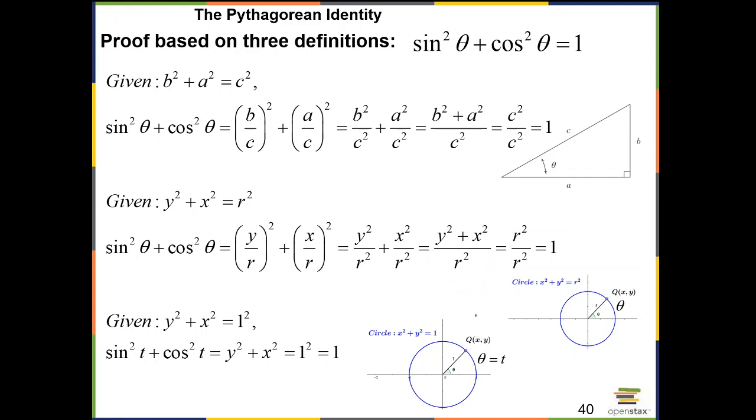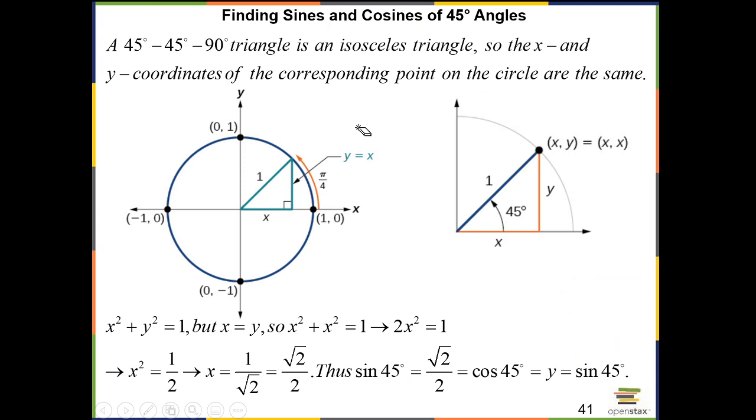And the easiest proof, of course, is the unit circle proof. We know that here x squared plus y squared equals 1, and x is cosine and y is sine. When you square them and add them, we end up with 1 anyway, right? So you can prove the Pythagorean identity using any of the three definitions that we talked about.